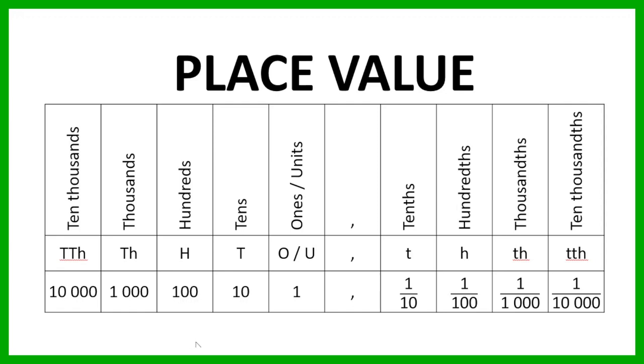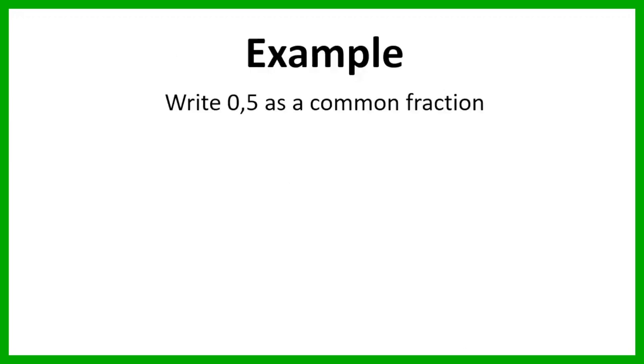Now what we need to do is use this to help us convert decimal fractions into common fractions, by looking at where a digit is in the number, what the value of that is, and then using that to help us turn it into a common fraction. So let's have a look at our first example. We need to write the fraction 0.5 as a common fraction.